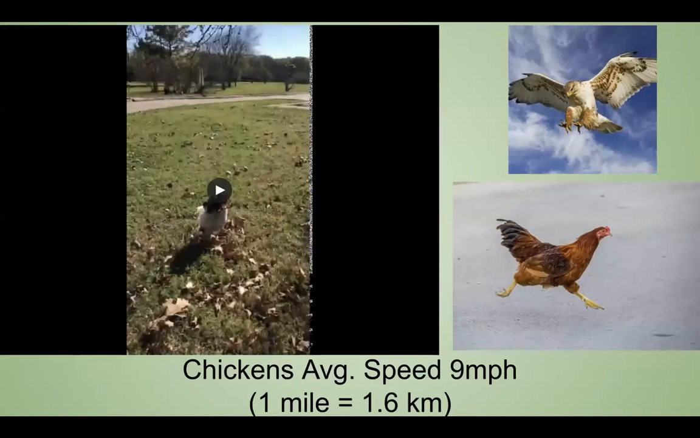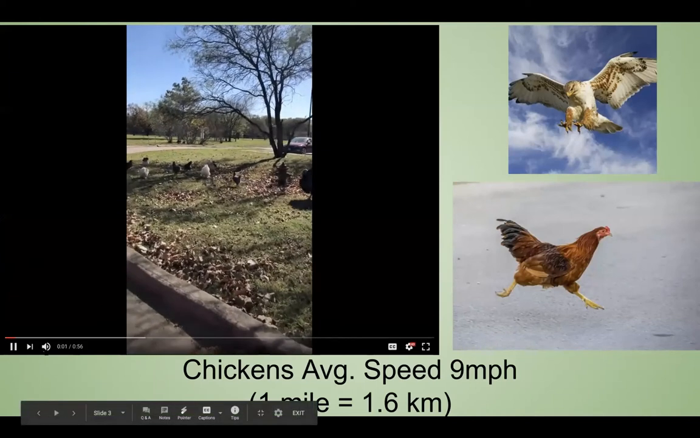And then the next picture or video is of chickens, and chickens have an average speed of about 9 miles per hour. So these are the slowest so far of the animals that we've looked at. And again, they run because there are lots of predators out here that would love to eat them. So we actually have hawks and coyotes and bobcats out here that have preyed upon some of our chickens.